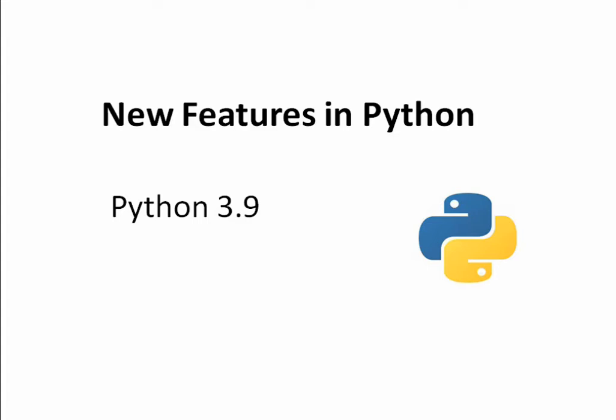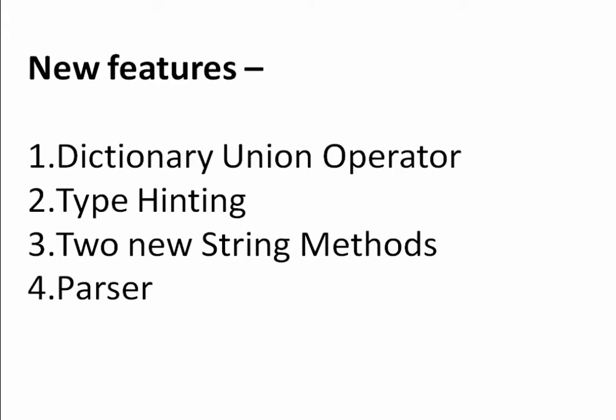3.9 is the new version of Python that is under process and will release soon, and the beta version is also available. What are the new features in Python 3.9? I will discuss them in this video. Basically there are four new features. The first is the dictionary union operator, the next is type hinting, then two new string methods, and the last is a new parser.